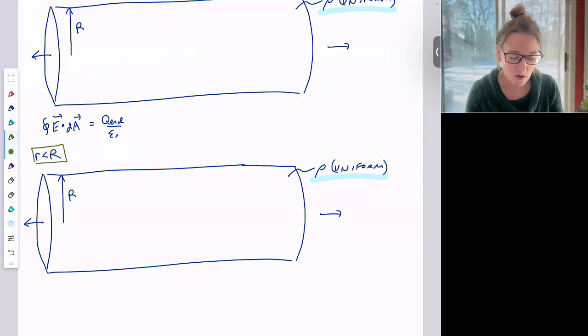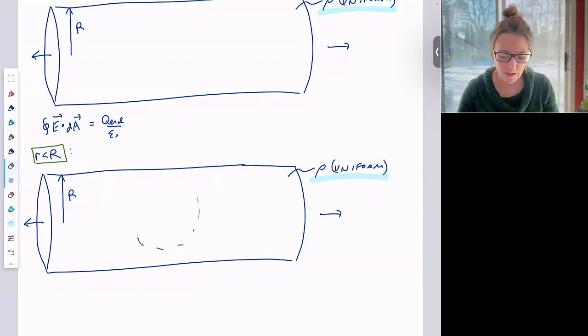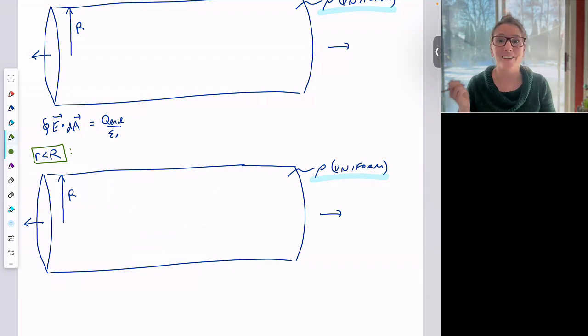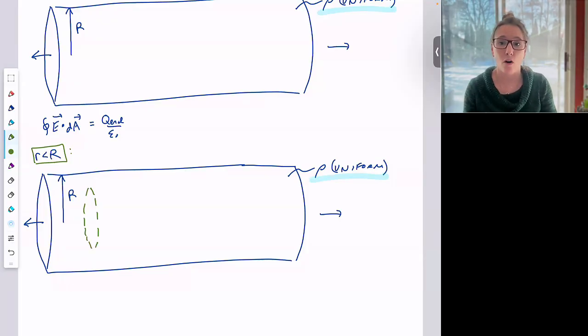For r less than R and cylindrical symmetry, I don't want to draw a sphere and then try to imagine the flux through that sphere, because it's not going to be uniform at all. So instead we use, quite obviously, a cylinder to match this symmetry. My Gaussian surface is a different cylinder. Kind of like with spheres, we had the actual spherical object and then the imaginary Gaussian surface. Same thing here.